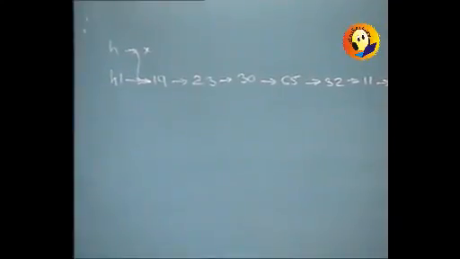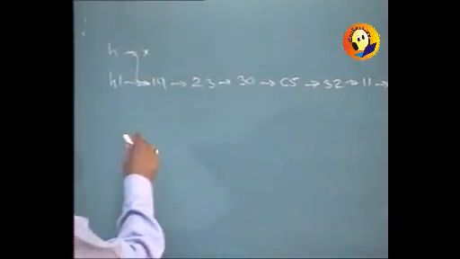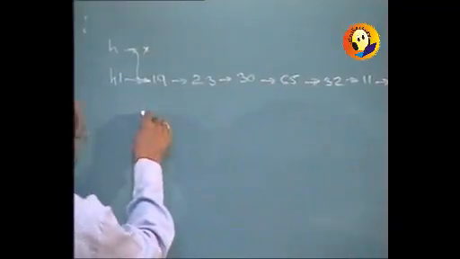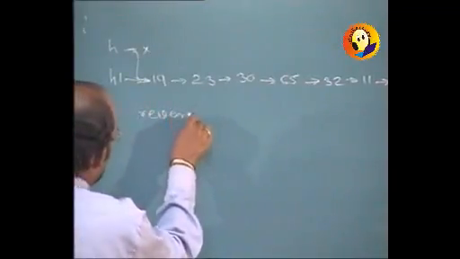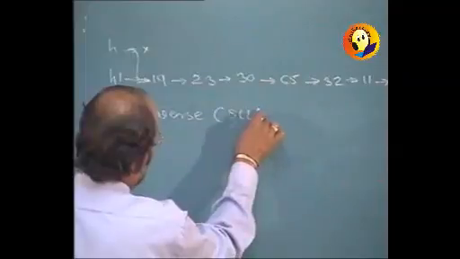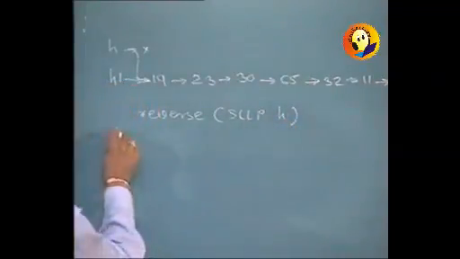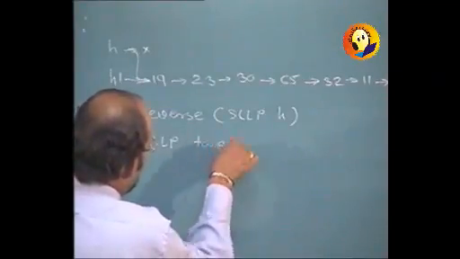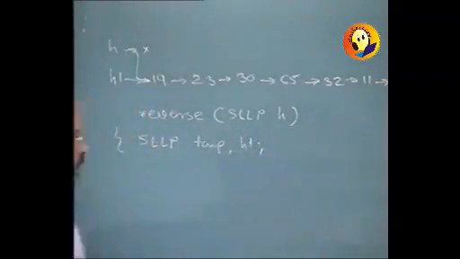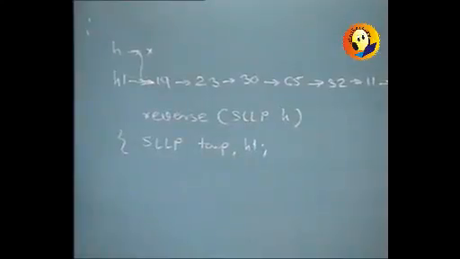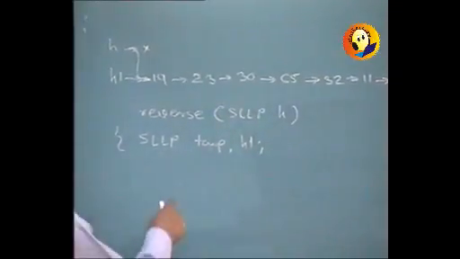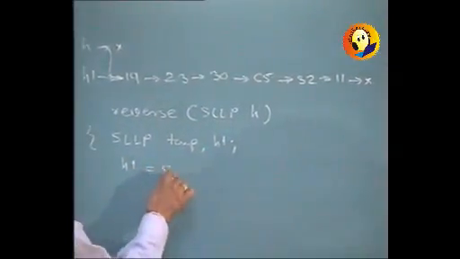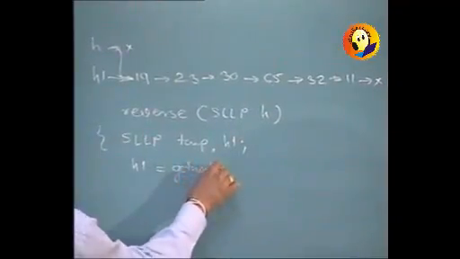So the reversing in this manner can be performed like this. Reverse, SLLP H. It is SLLP temp, comma H1. Temp will be the node which will be detached, and should be added at the beginning of the second list, H1. H1 is the new node that I am going to generate.